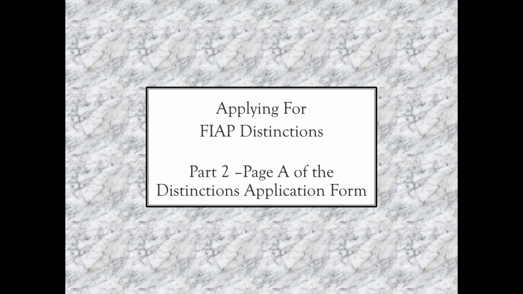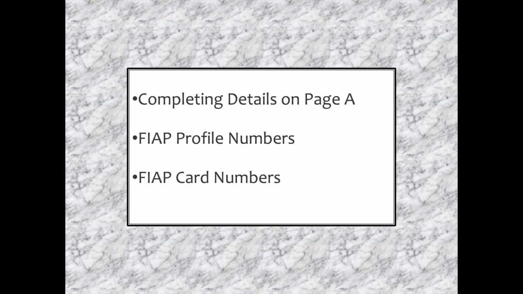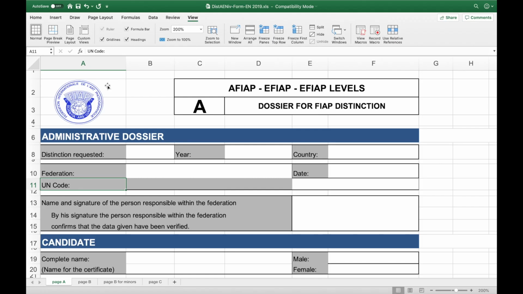In this tutorial, I will cover what you need to do to complete page A of the distinctions application form, where to obtain a FIAP profile number, and where to buy your FIAP card upon which you have a card number. The topic of the submitted images that you list on page A will be covered separately in the next tutorial. The distinctions application form has 4 pages.